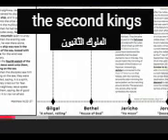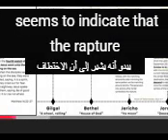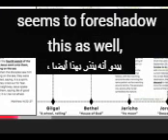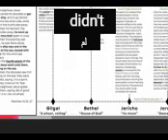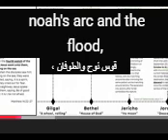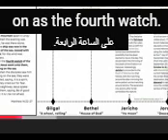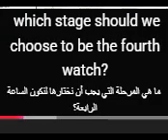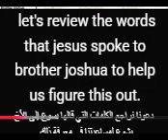The 2 Kings chapter 2 passage seems to indicate that the rapture doesn't happen until the fourth watch at an unidentified location. Matthew 14:22-27 seems to foreshadow this as well, specifying that Jesus didn't come down from the mountain and walked out on the stormy sea to save his followers until the fourth watch. This image of a boat on stormy waters coincidentally matches Noah's Ark and the flood, which is what we're now focused on as the fourth watch. Since both Heshvan 10 and 17 are important dates in the flood story, which date should we choose to be the fourth watch? Let's review the words that Jesus spoke to brother Joshua to help us figure this out.